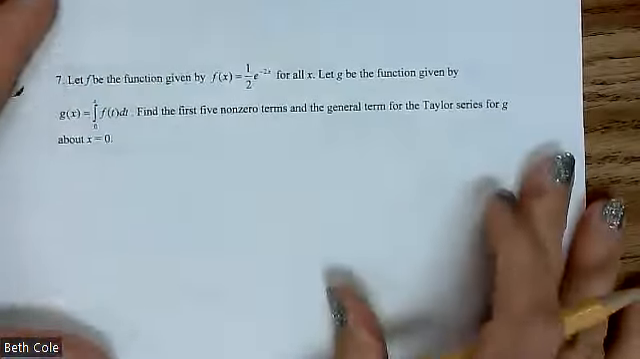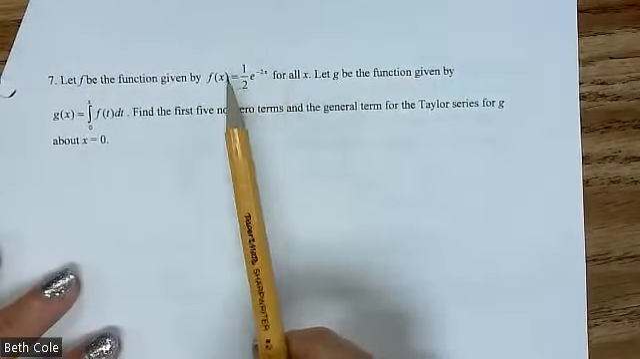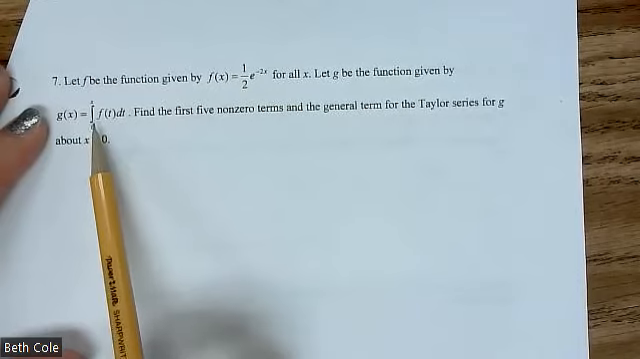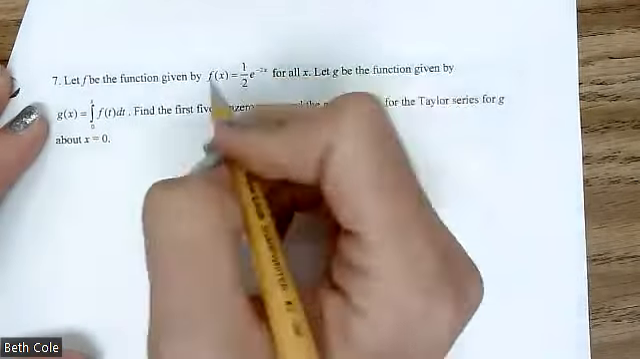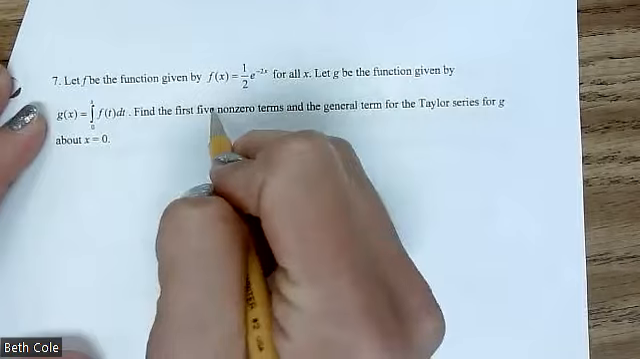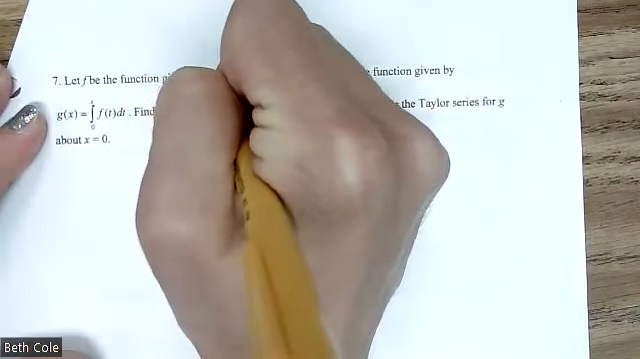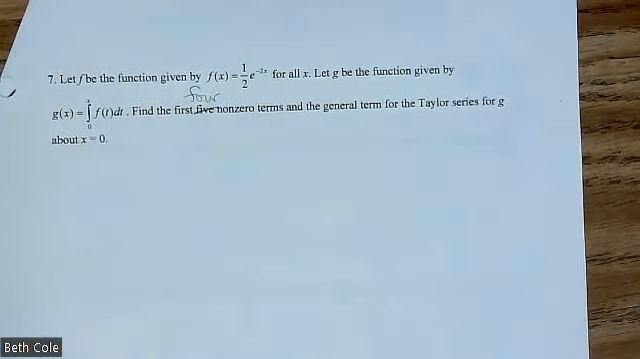Let's keep going. All right, you're given this function f of x. G is the integral of that. Oh, I messed this one up. It says find the first 5 non-zero terms. It should be 4. I don't know why I accidentally wrote 5. We find the first 4 non-zero terms. That's typically how those look.